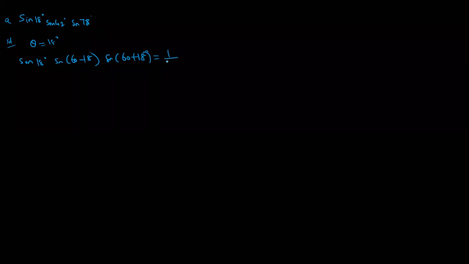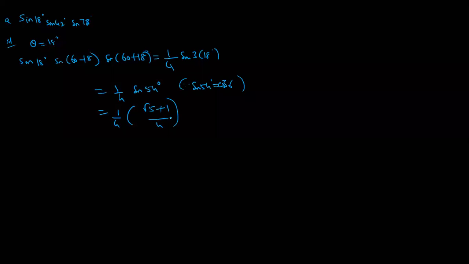Anyone, dear students, what is the formula? 1 by 4 sin 3 theta, sin 54 degrees. Please tell me what is the value of sin 54, anyone? That is 1 by 4 into root 5 plus 1 by 4. Because sin 54 is nothing but cos 36, you can remember like this also. So what is the conclusion? 1 by 16 into root 5 plus 1. Leave it like that.